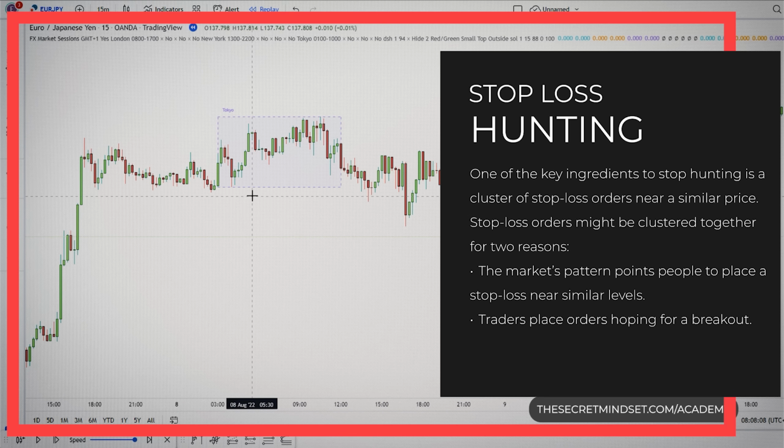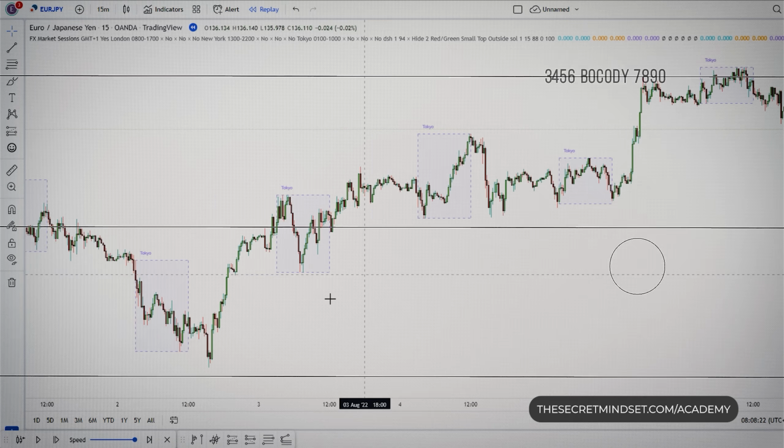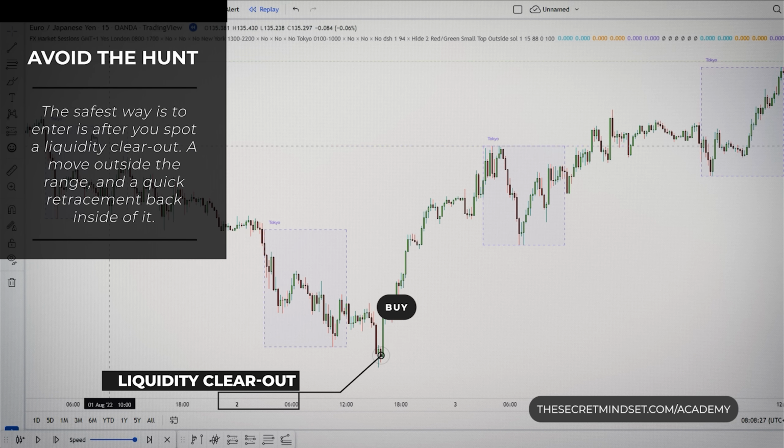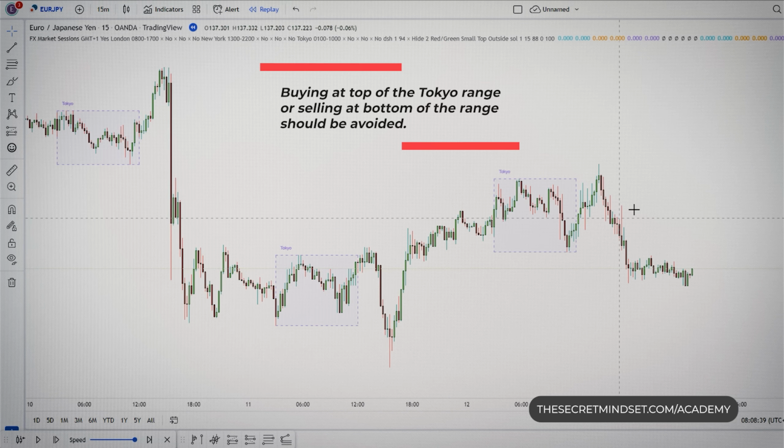Stop loss orders might be clustered together for 2 reasons. The market's pattern points people to place a stop loss near similar levels, or traders place orders hoping for a breakout. The safest way is to enter after you spot a liquidity clearout, a move outside the range, and a quick retracement back inside of it. Buying at the top of the Tokyo range or selling at the bottom of the range is outdated and should be avoided.